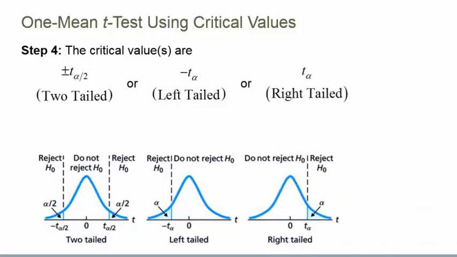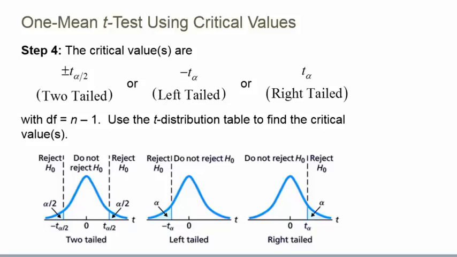Or t sub alpha, right-tailed. T sub alpha, the critical value, is to the right of 0, the mean, on the t distribution. Alpha is the shaded area to the right of t sub alpha. If the test statistic is larger than t sub alpha, reject H sub 0. If the test statistic is smaller than t sub alpha, do not reject H sub 0.